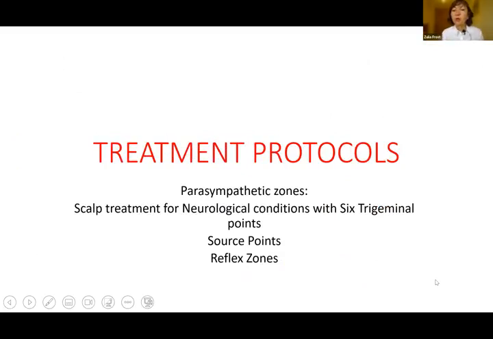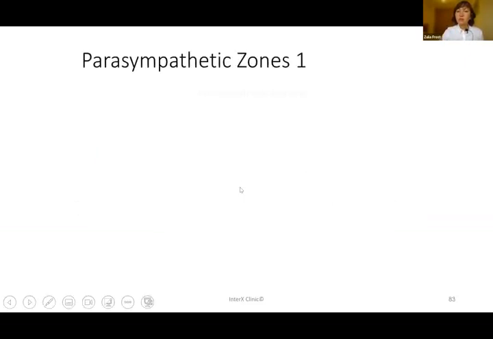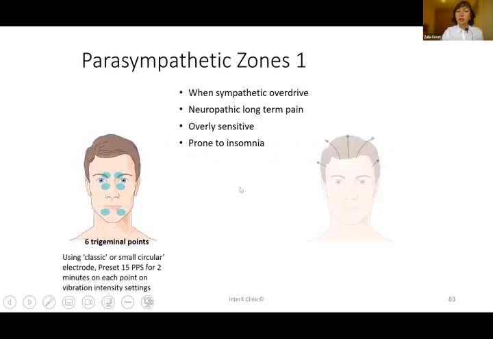So the treatment protocol, my recommendation to you, if you deal with such a complex patient who is in pain, of course, pain syndrome is going to be prevalent in these patients. However, what you need to do first is get them into parasympathetic relaxation. So let's introduce the concept of parasympathetic zones as number one. Six points on the face, or 6 trigeminal points on the face. This is the first protocol you need to do.